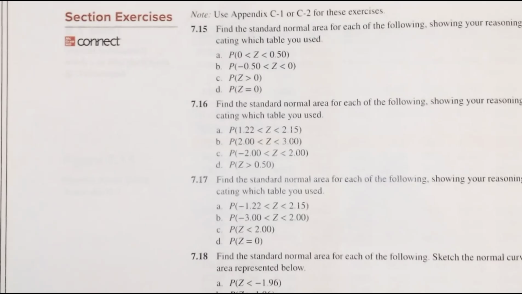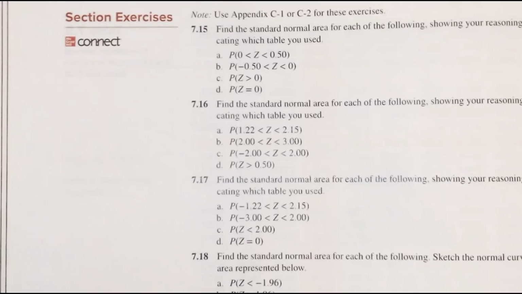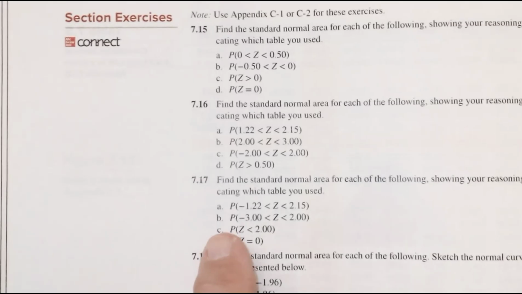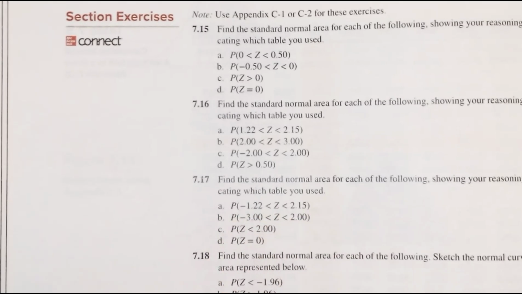Now, the reason I'm going to do this without any technology first is because I want to draw the pictures. People, I don't care whether you're going to do this on your calculator, in Excel, or using the table. I want you to see the picture of the normal distribution and draw on it so that we can figure out where we're starting and ending. So in problem 17, it says we're going to go from negative 1.22 to 2.15.